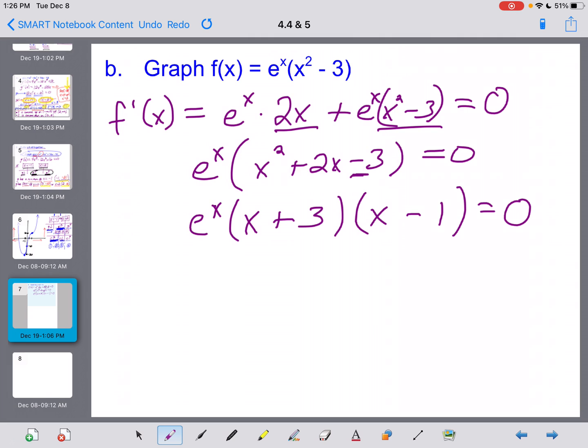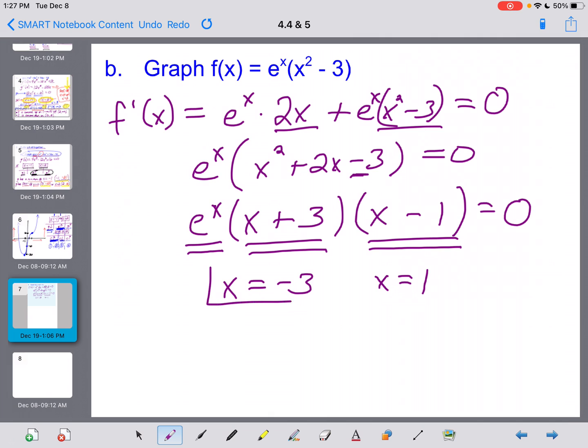And now we would set each of those three factors, first, second, and third, each one of them equal to 0, and solve. Well, as I'm hoping you guys can tell just by looking at it, e to the x will never equal 0. But x plus 3 will. That happens when x is equal to negative 3. And here, x minus 1 will equal 0 when x is equal to 1. So let's box those up.